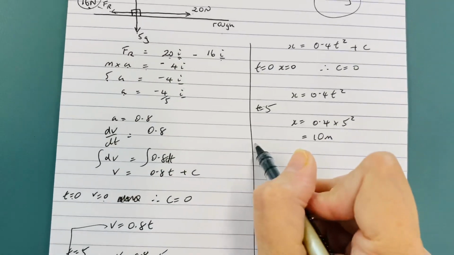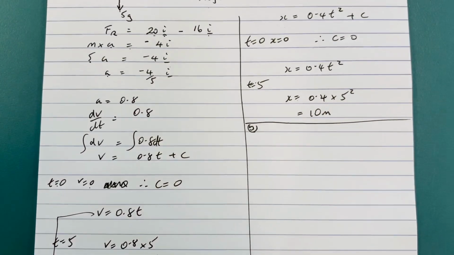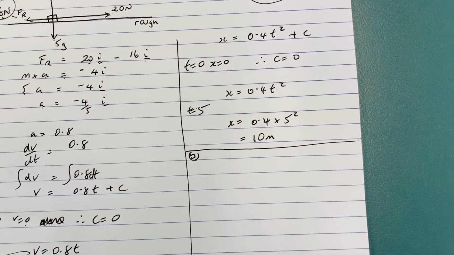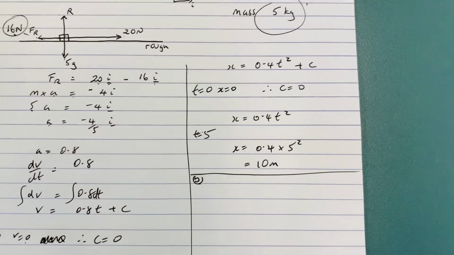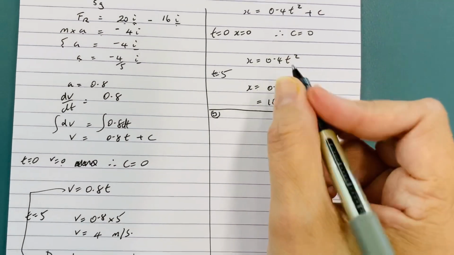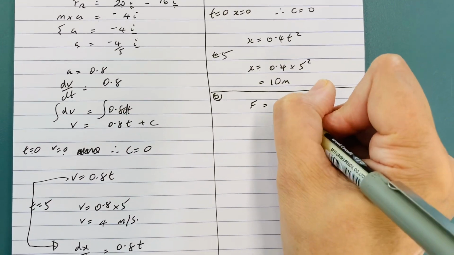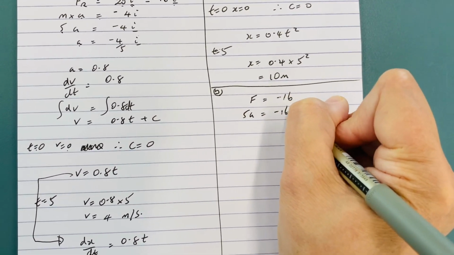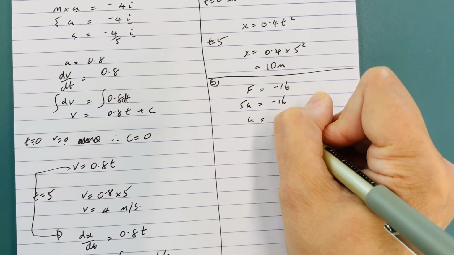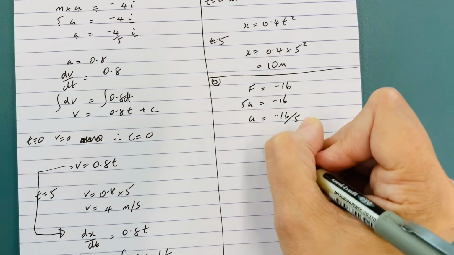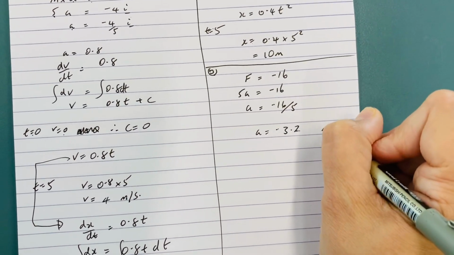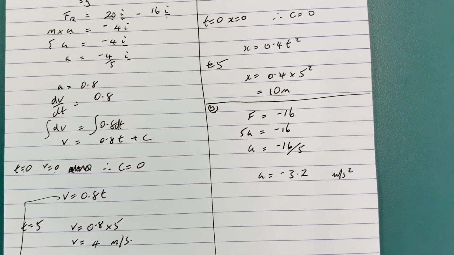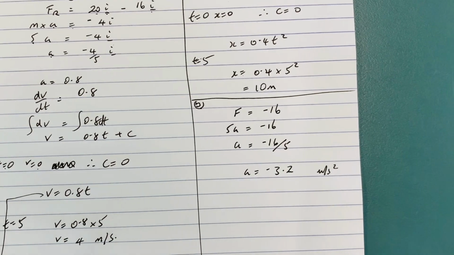Now after that 5 seconds, for part B, how much further will it move after the pushing force is removed? So now our force is just equal to negative 16. That's 5a equals negative 16. a equals negative 16 on 5. a equals negative 3.2 meters per second squared. So we've only got that friction force acting.